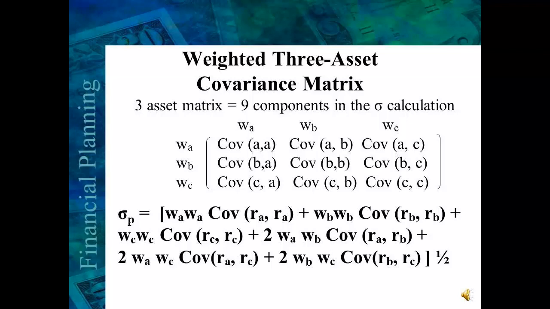The squared weight of asset A times the covariance of A to A, the squared weight of asset B times the covariance of B to B, plus the squared weight of asset C times the covariance of C to C, plus 2 times the weight of A times the weight of B times the covariance of AB, plus 2 times the weight of A times the weight of C times the covariance of AC, plus 2 times the weight of B times the weight of C times the covariance of BC.